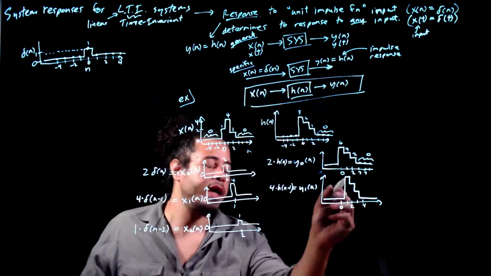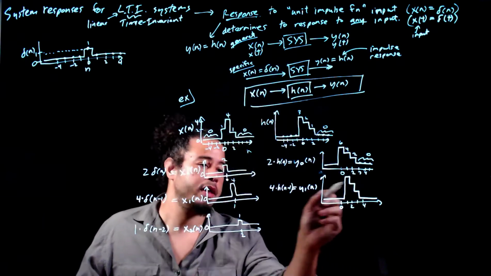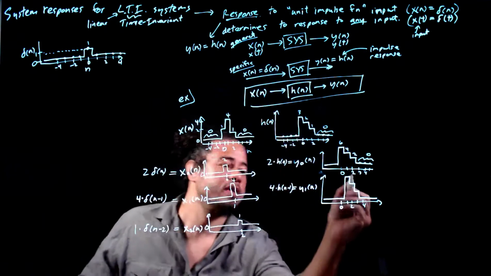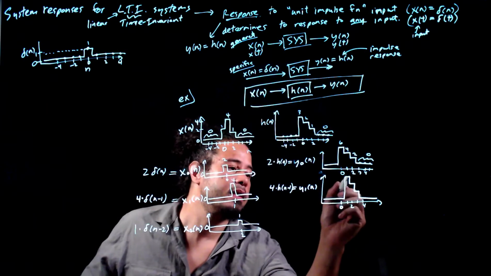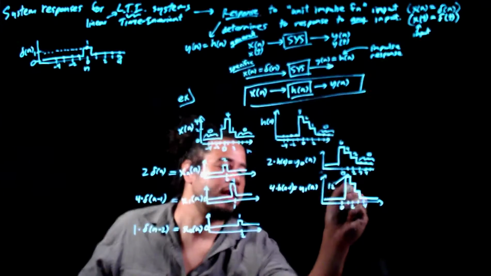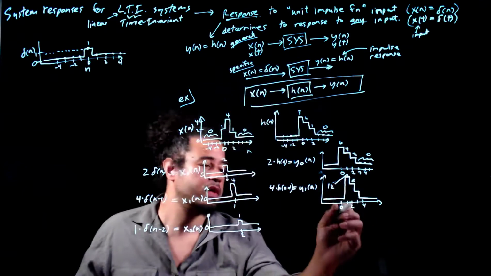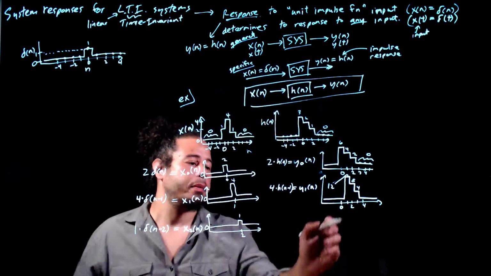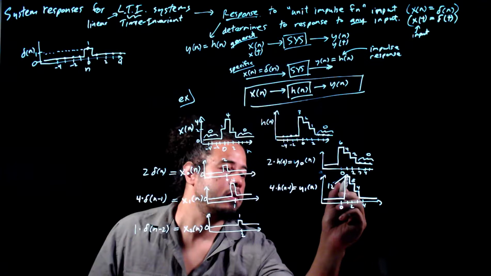The value of the output at time 1 is going to be 4 times the peak of this impulse response, so 4 times 3 is 12. We'll just draw this over here. Then at the second step it's going to be 8, and that occurs at time step 2. And then the last step is going to be 4, which occurs at time step 3.